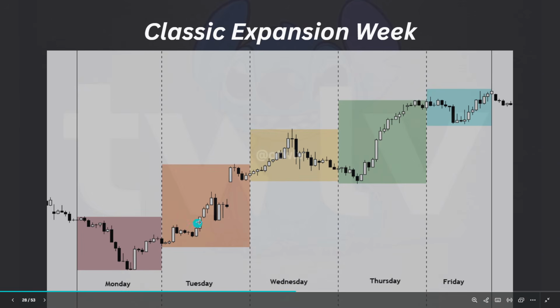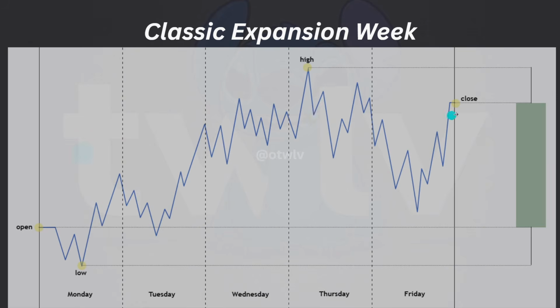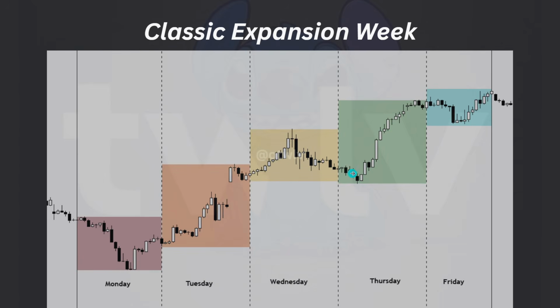Monday low of week, Tuesday, Wednesday, Thursday, Friday. And again, Friday doesn't have to do this, by the way. Friday can expand. I'm just showing this version of it. So in this idea, Friday did sort of expand.